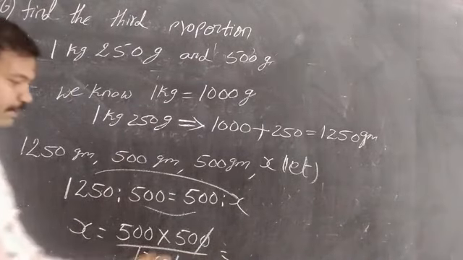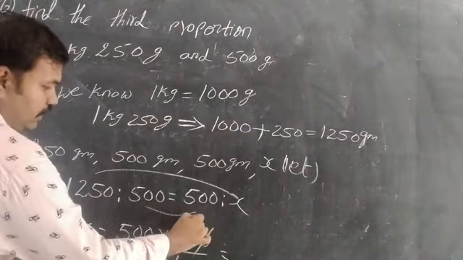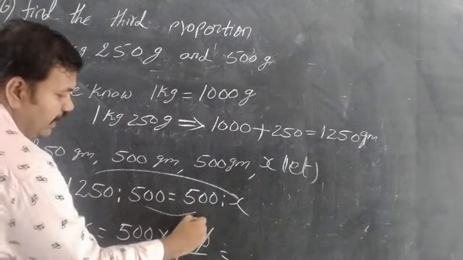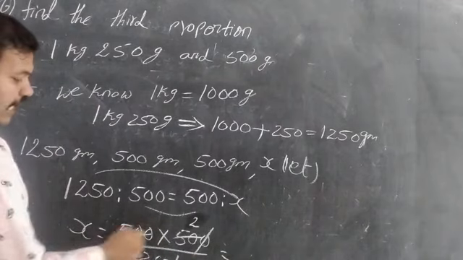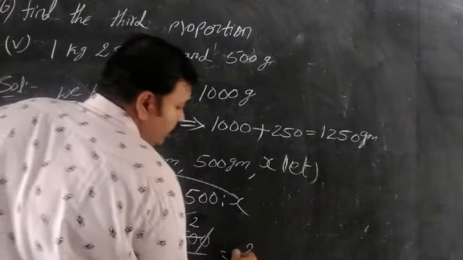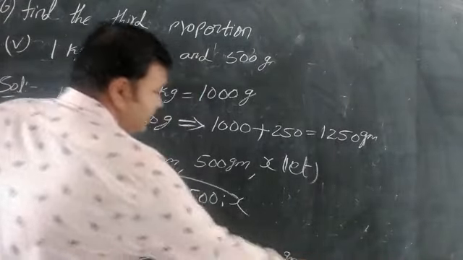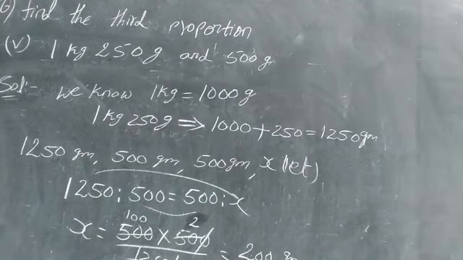Cancellation: 25 table 2 times, 25 twos are 50, 25 twos are 50. 25 fives are 125. 5 table 1 time, 100 times. That is equal to 200 grams. The fourth proportion is 200 grams.